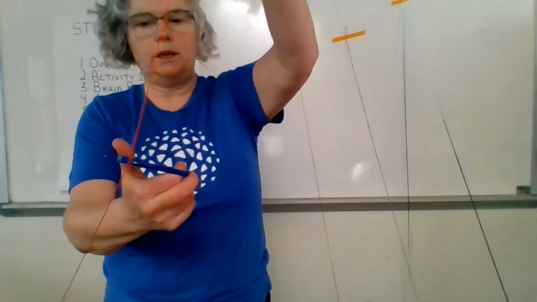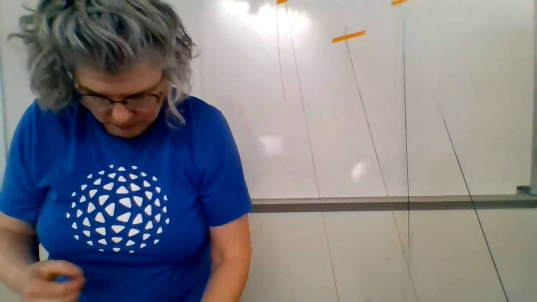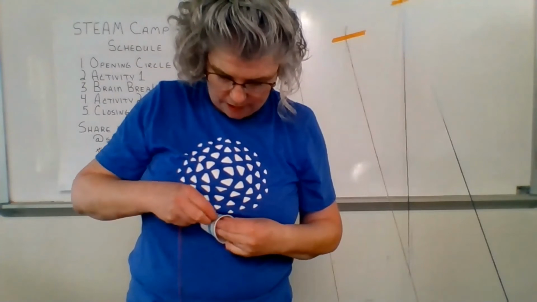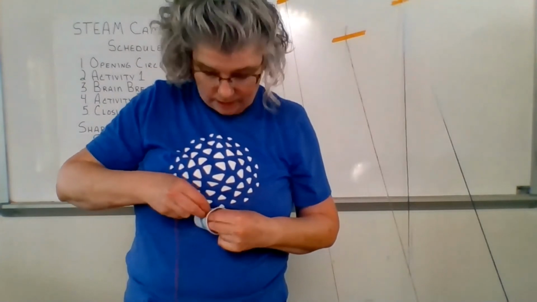Cut my string. All right, you need something to go through the holes of the cup. It could be string, it can be yarn, it can be twine. Again, this is something to experiment with.